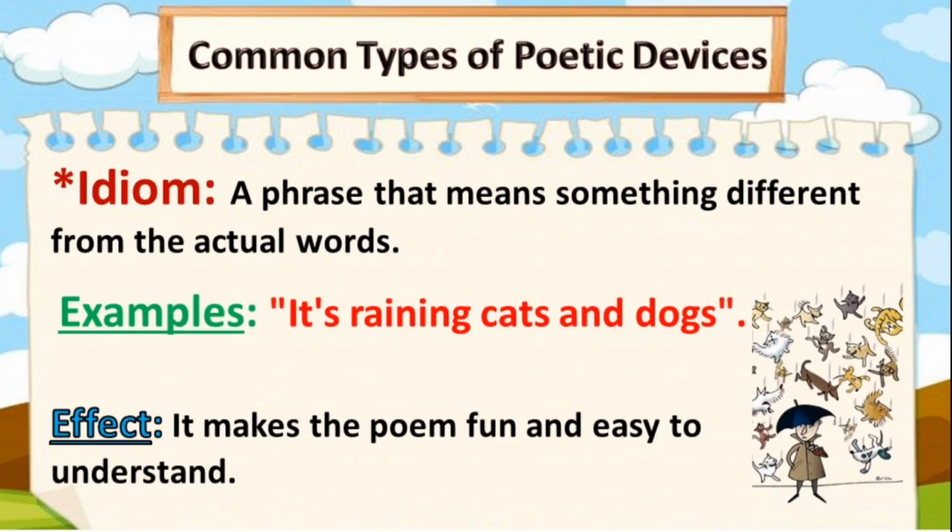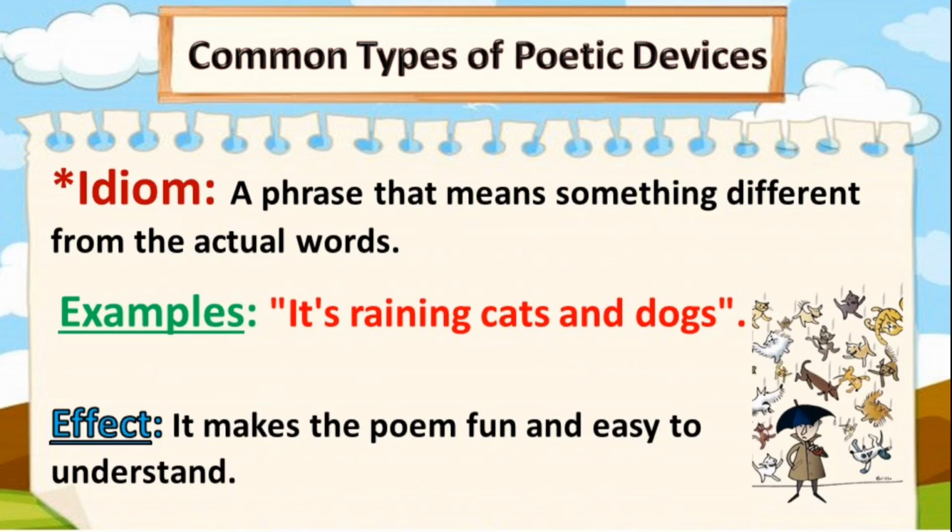Next is idiom. Idiom means a phrase that means something different from the actual words. These idioms help the poet to create a fun and easy way to understand. So now let us see through the example. It's raining cats and dogs. Now it's so funny that it's raining cats and dogs.